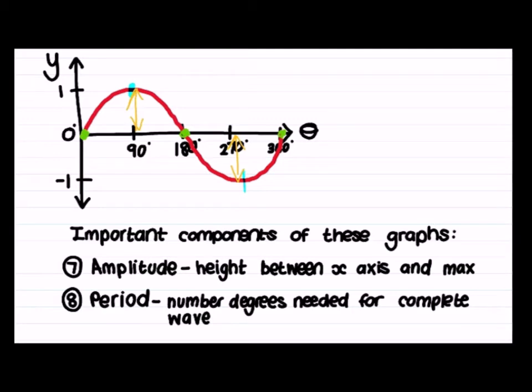So the height is going to be 1. It's a distance of 1. So our amplitude is equal to 1. Okay, we always take the positive value for amplitude.